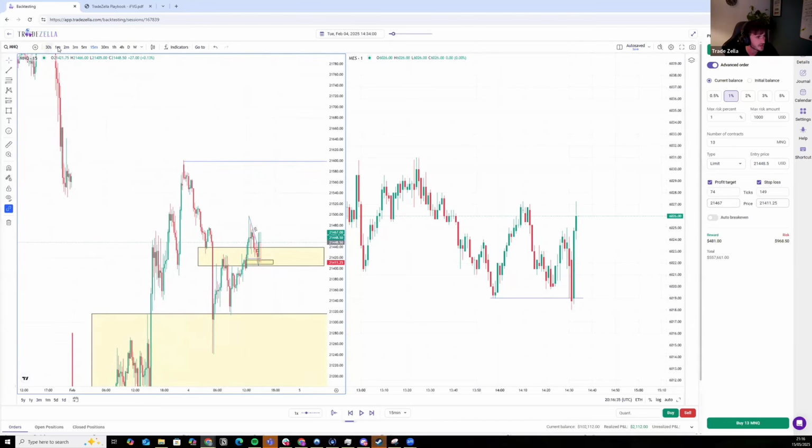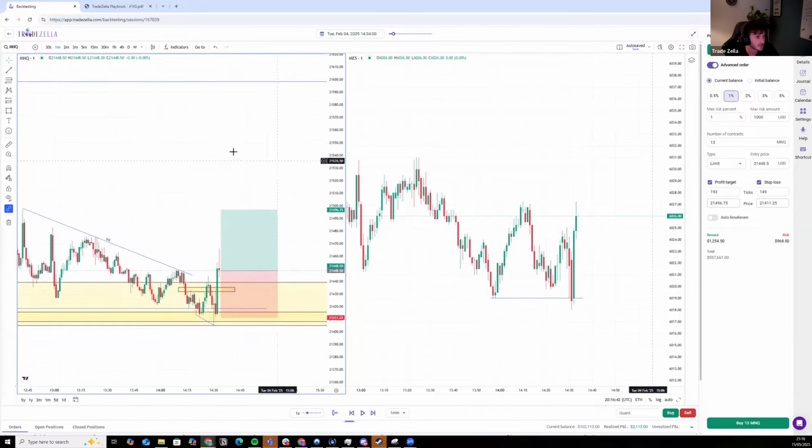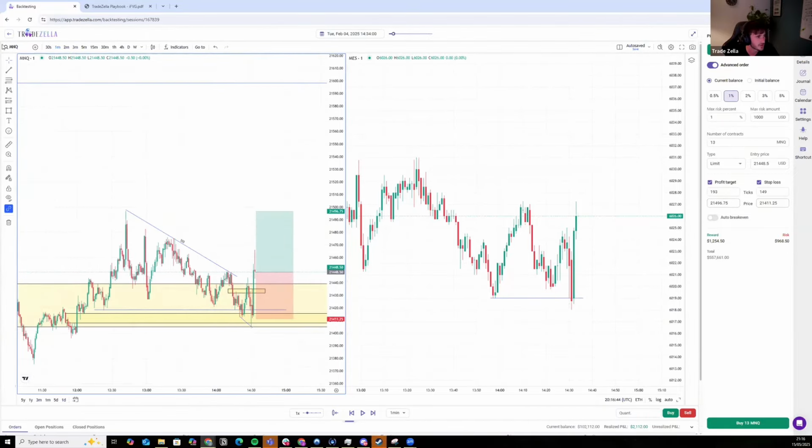Obviously, we've got these higher targets. So if I was going to do this, I would probably go, what's that, a 1-to-1? Yeah, can work with that. And then I would close 50% at that high, and then just look to target the high of the 4 hour. So let's see.